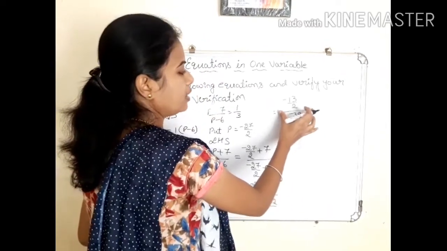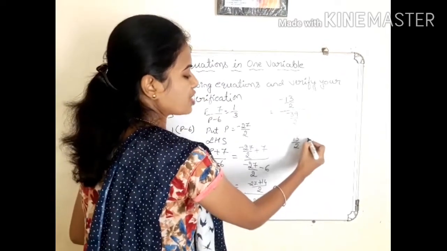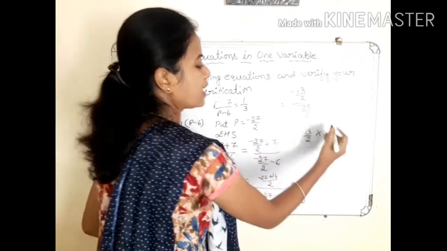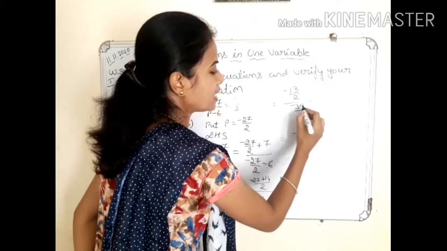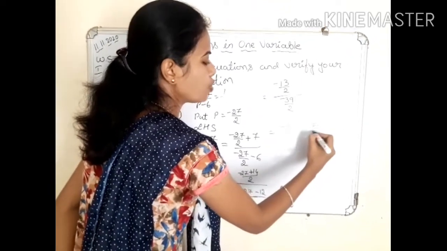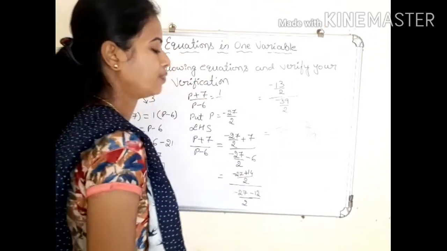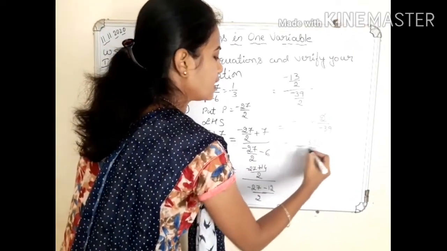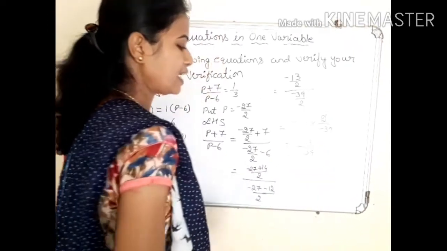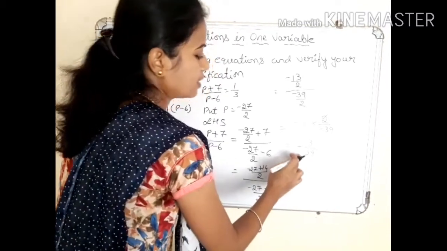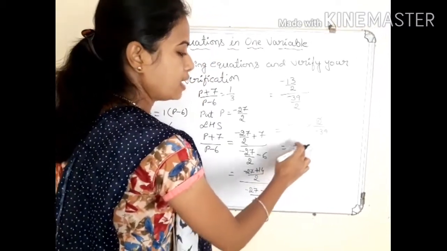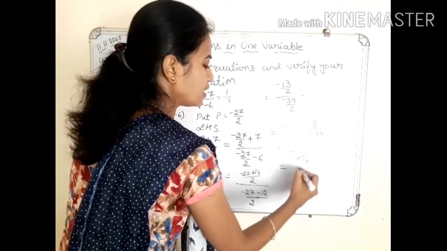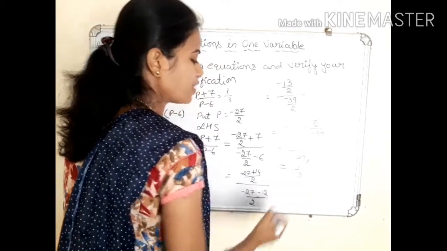Denominator, here the division symbol I am going to change as multiplication. Then the denominator you have to write as reciprocal. Minus 39 by 2 is going to convert as 2 by minus 39. The 2s get cancelled. Minus 13 divided by minus 39 left. Minus divided by minus is plus. 13 ones are 13, 13 threes are 39. So we get 1 upon 3.